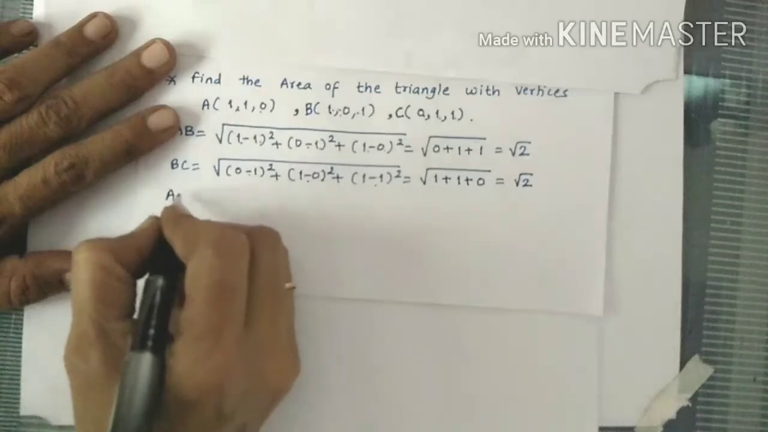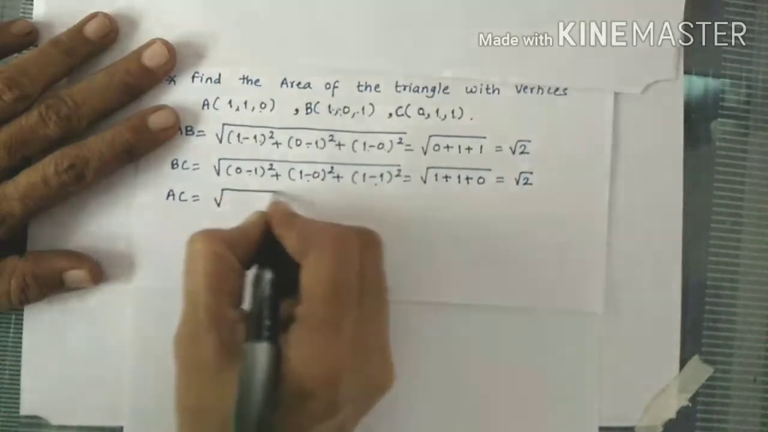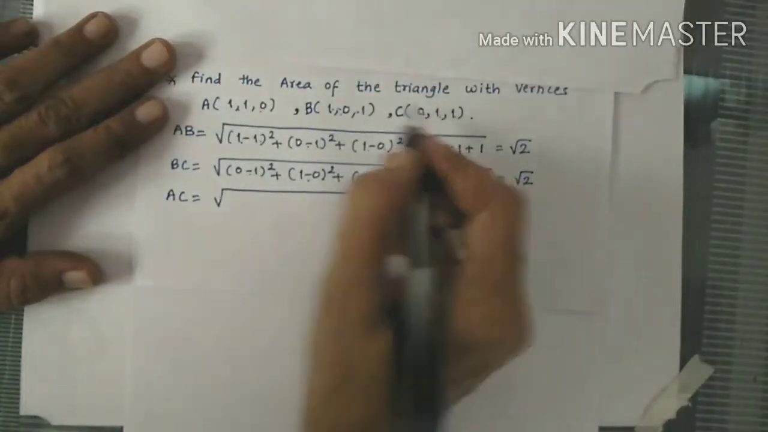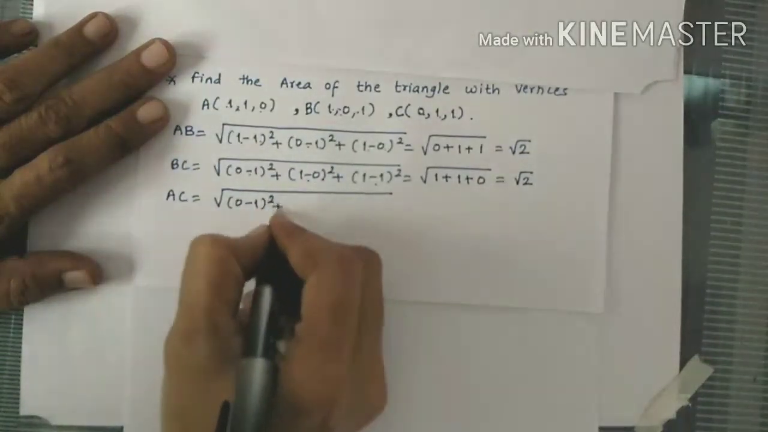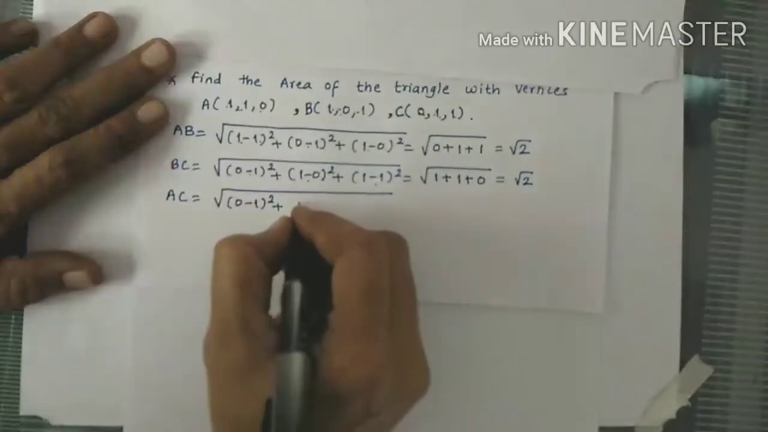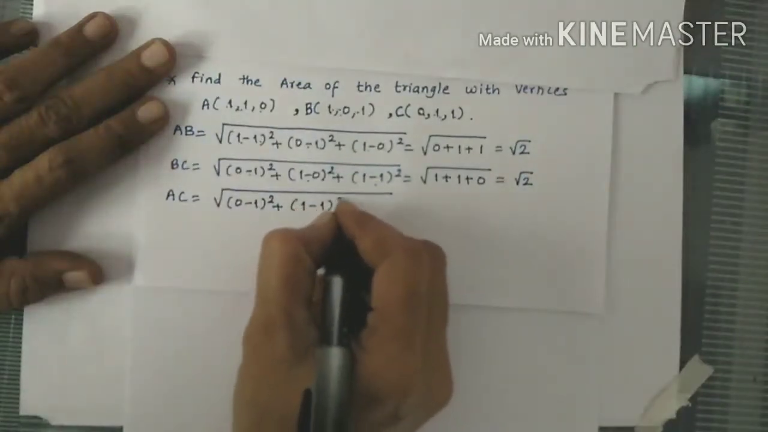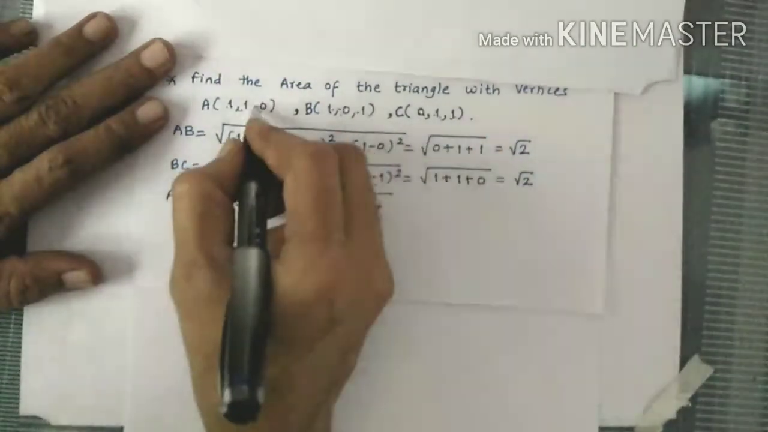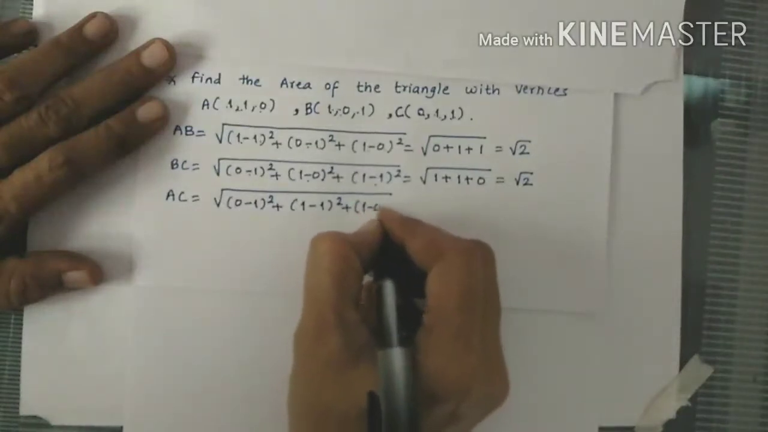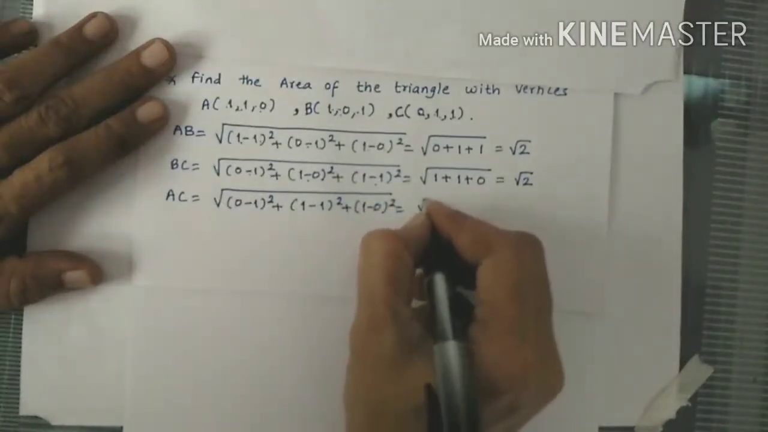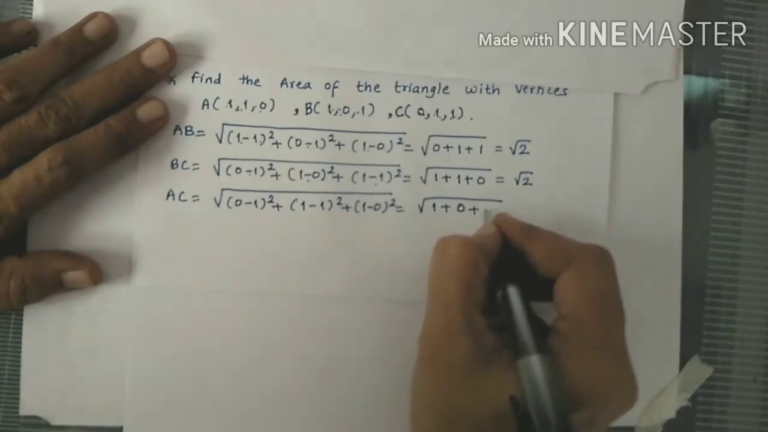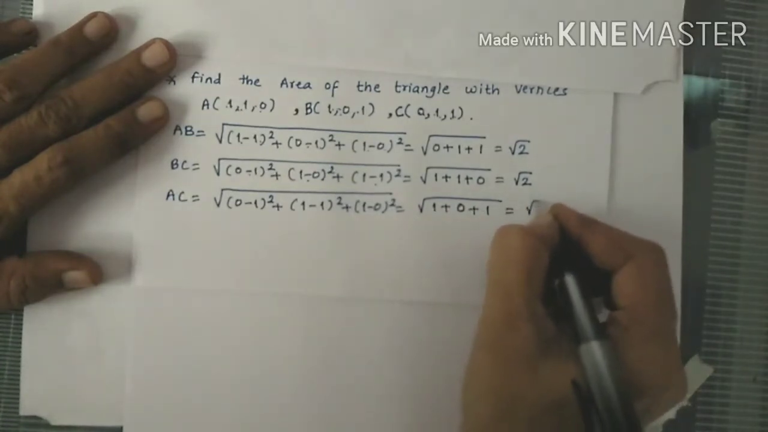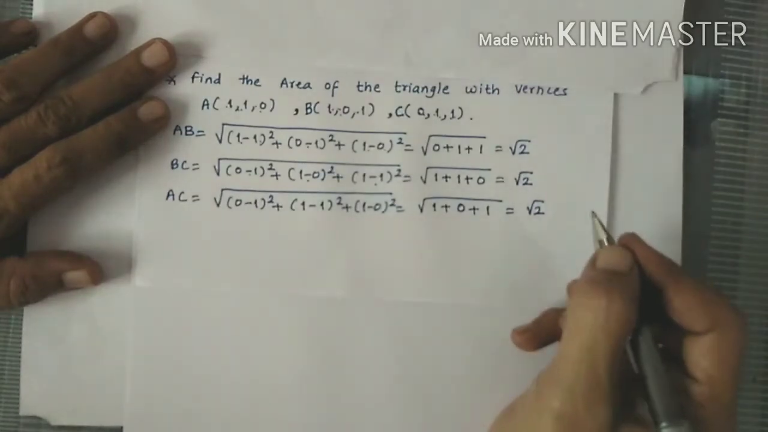Now let's find out AC. Now consider points A and C. So (0 minus 1) square, next is (1 minus 1) square plus (1 minus 0) square. So (minus 1) square is 1, 1 minus 1 is 0, (1 minus 0) square is 1 again. So this is root 2.